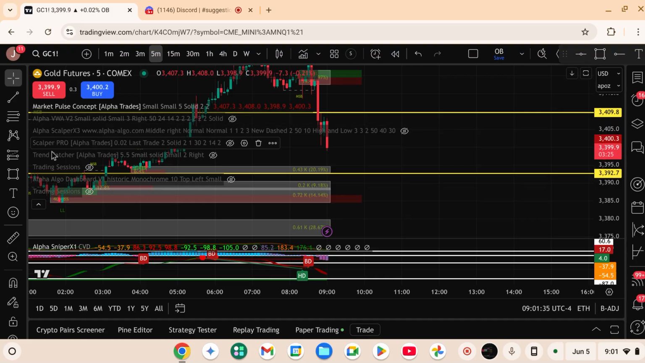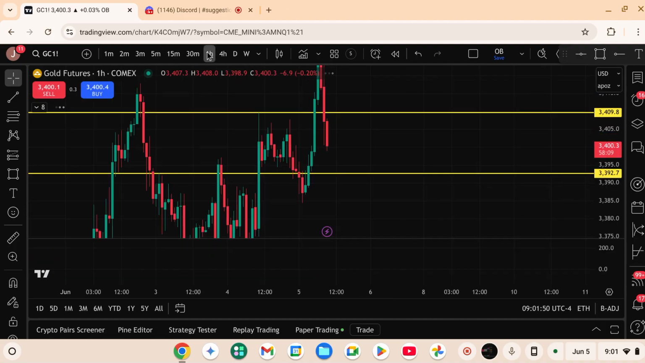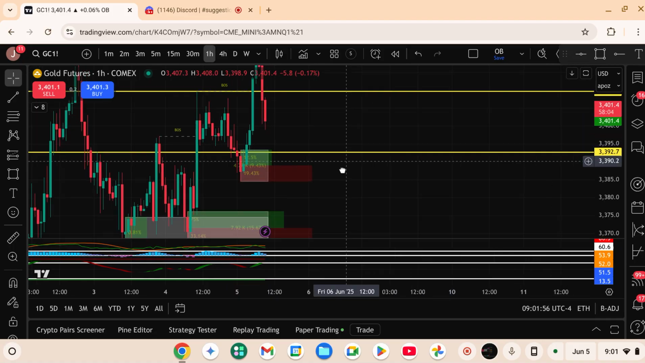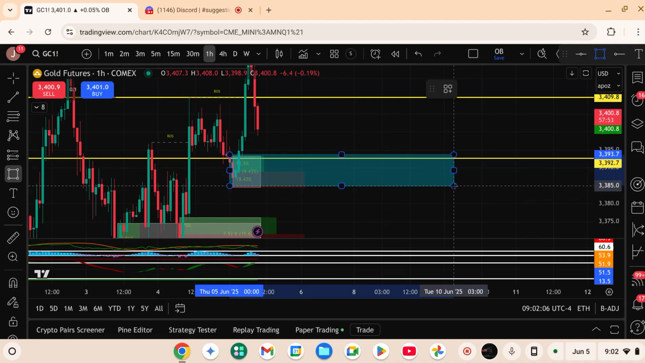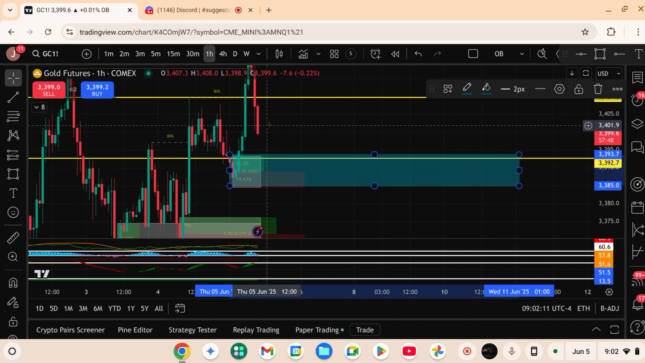Oh, looks like we already have a setup right here. Right here. If price comes into this order block, let me look at the 1 hour. Oh, that's lining up perfectly with the 1 hour. So right here we already have an area for possible longs.